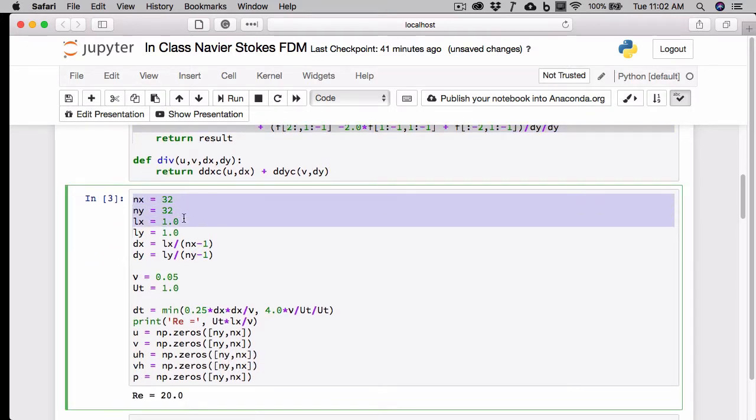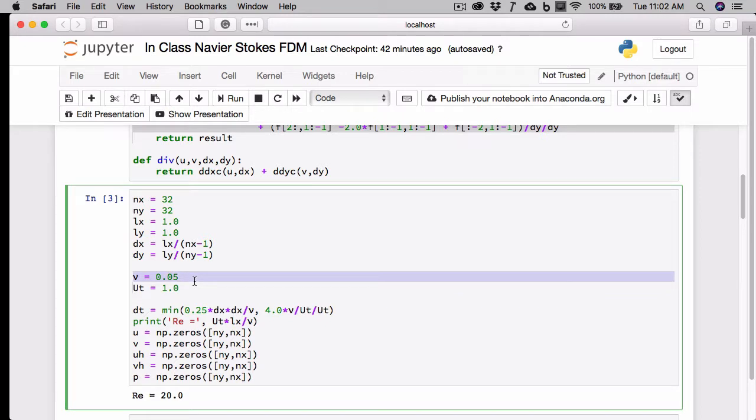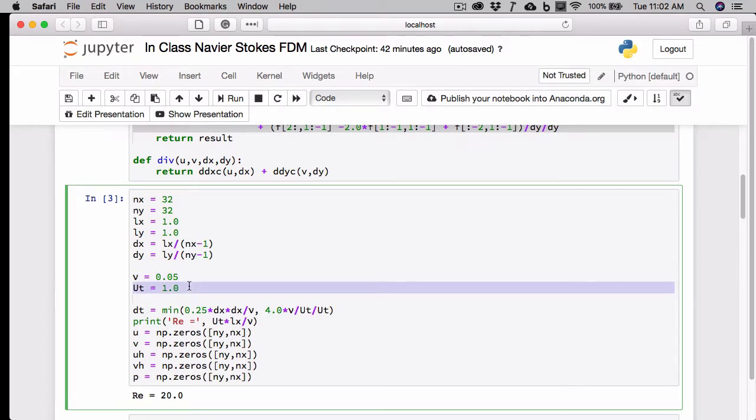Okay, then we started setting some arbitrary numbers here. Number of points in the x direction 32, in the y direction 32. Lx, Ly equal 1, dx, dy, kind of stuff we know. Kinematic viscosity 0.05, and top wall velocity at 1 meter per second.